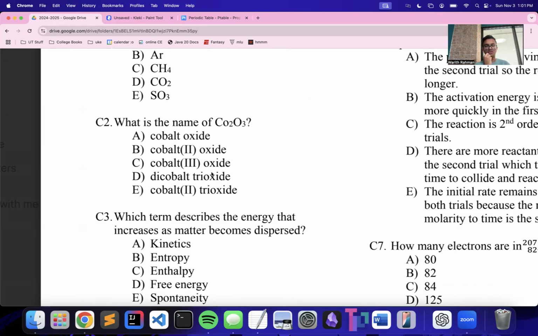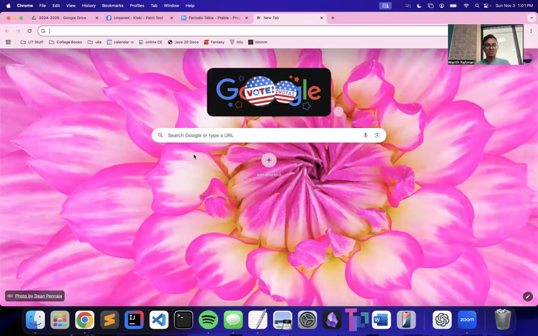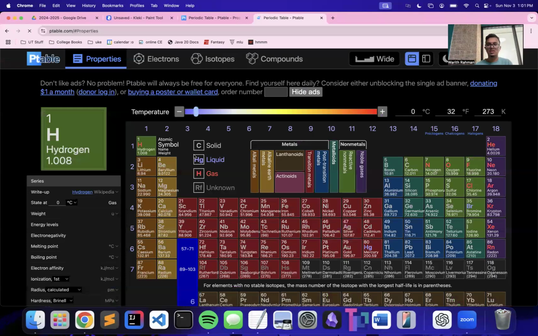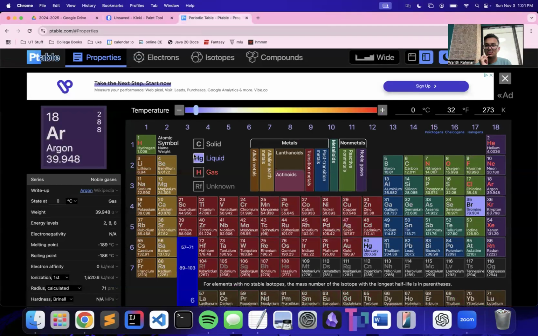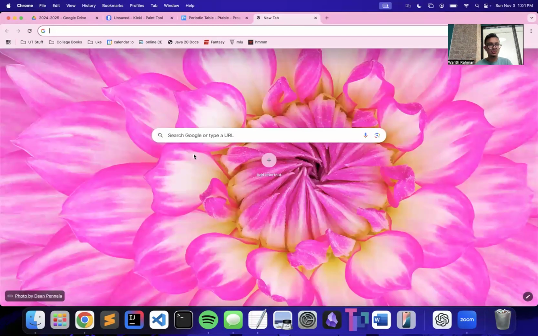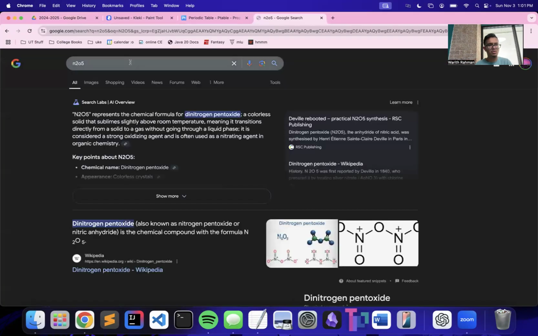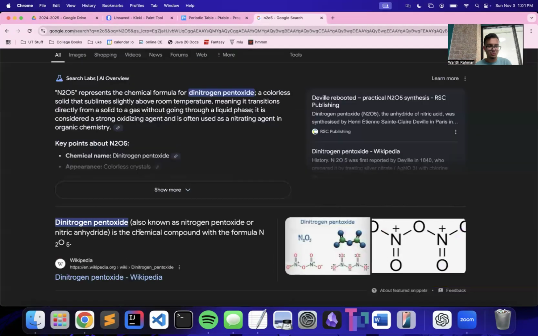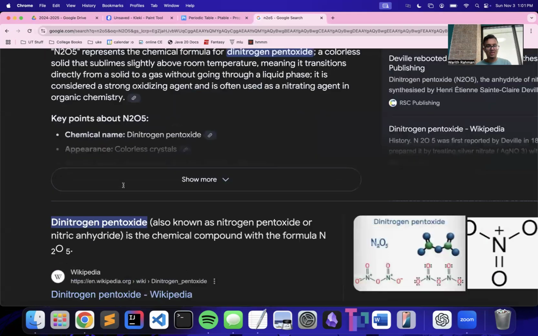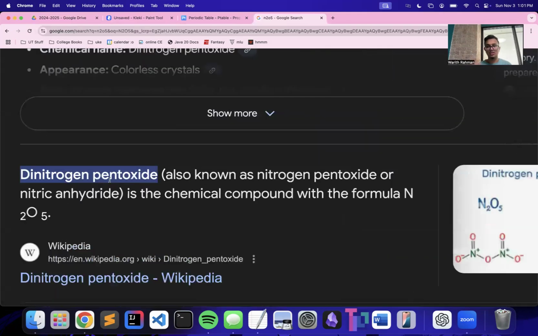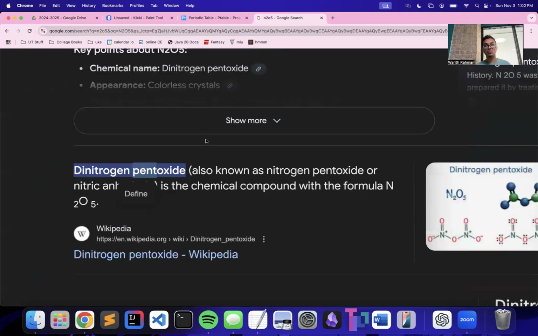what's a good example of this? Let's think here. Let me look at the periodic table again. I can probably come up with something. Oh, let's say N2O5. Yeah, N2O5 is known as dinitrogen pentoxide. Di meaning two, and then this penta meaning five. So that's how we would name it for two non-metals.